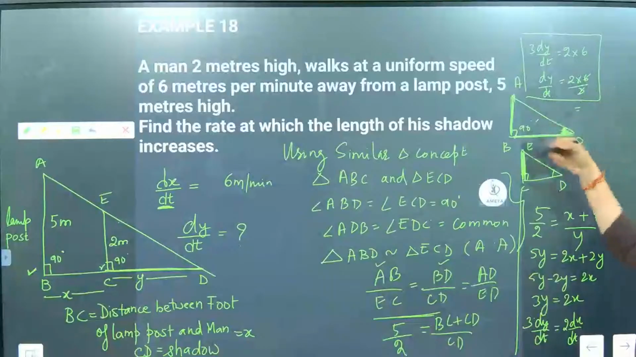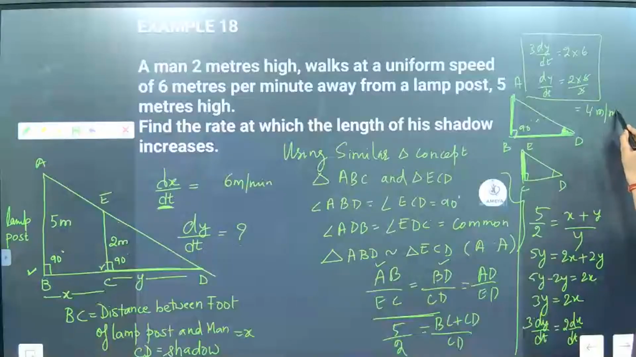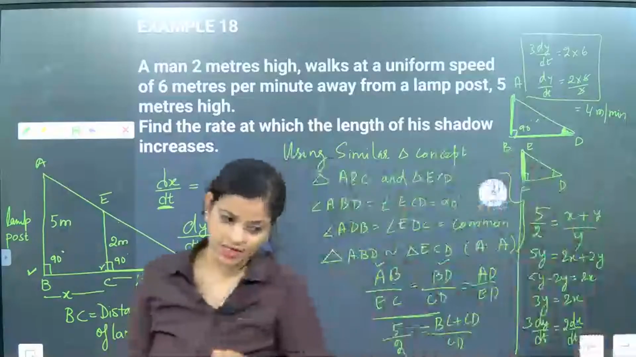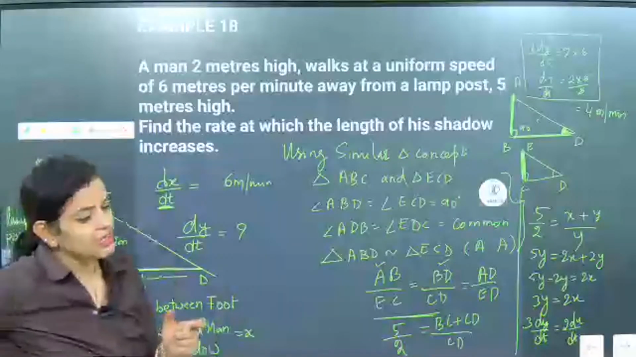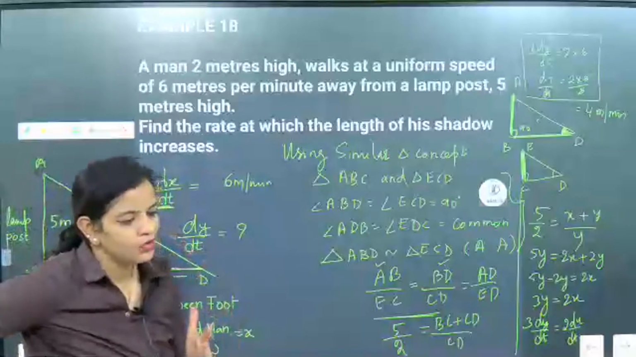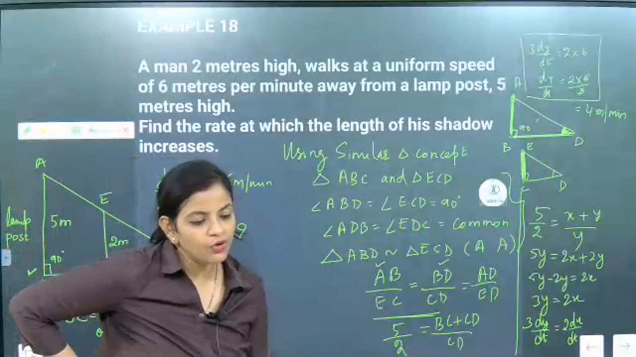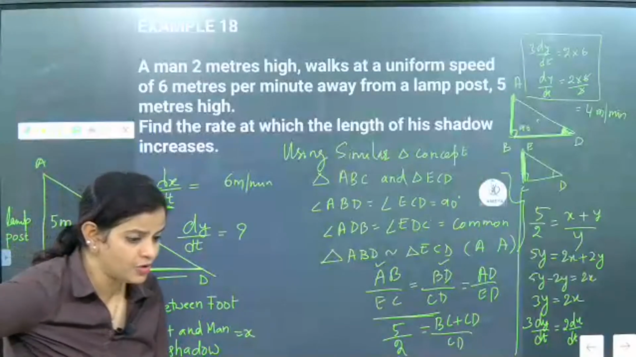So the rate of change of the shadow is 4 meters per minute. That means, beta, the shadow will be changing 4 meters per minute, according to the question I have written. It is exactly changing. I hope everybody understood.